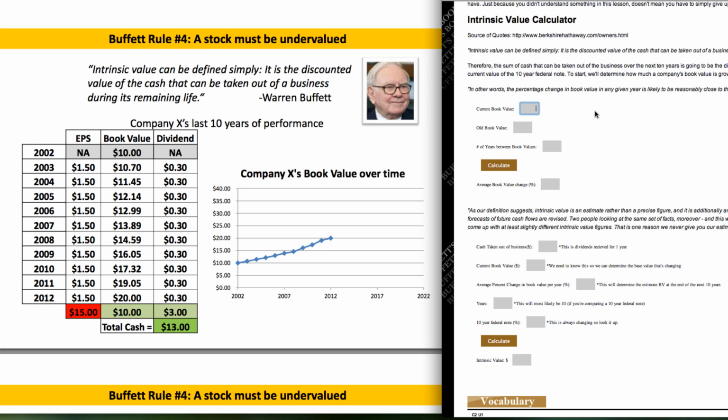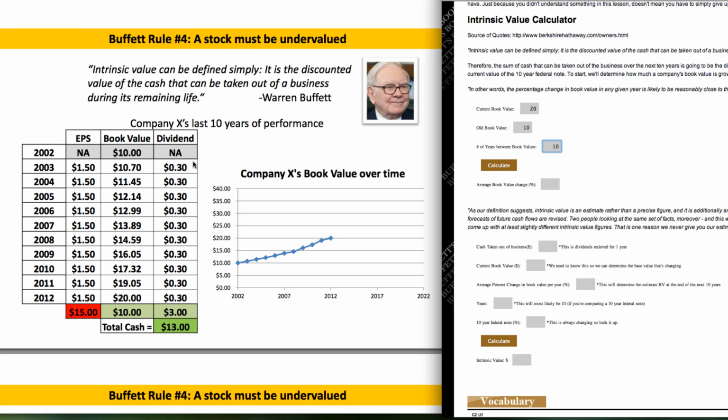And so when we look over there in 2012, the current book value for company X is $20. So you're just going to put $20 in there. Make sure you don't put in a dollar sign. You're just putting in the numbers. And when we look at the old book value, that's $10, because that's where it started off in 2002. And then the number of years between the book values is 10.